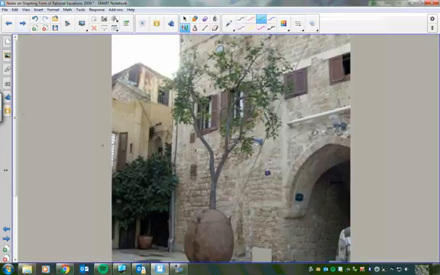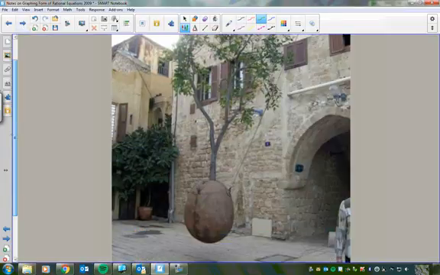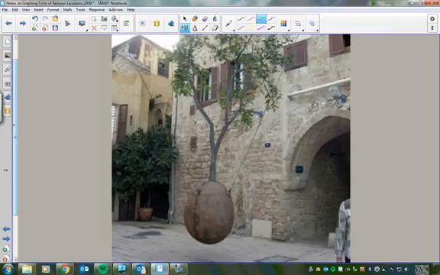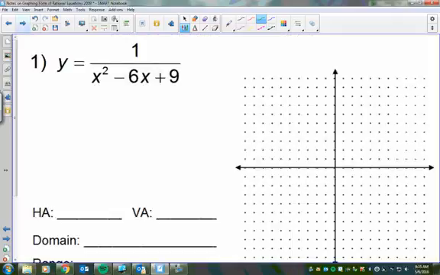By the way, this is a tree in a pot that's suspended above the ground. And so you can see the cables holding it up and stuff. That's rather remarkable. I want one.